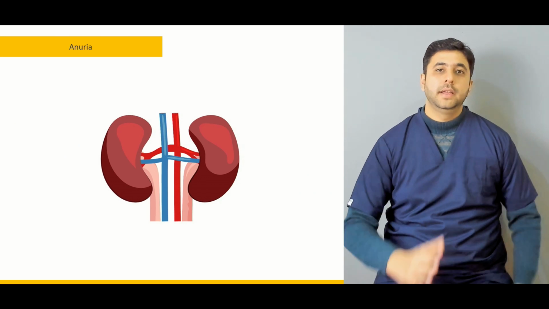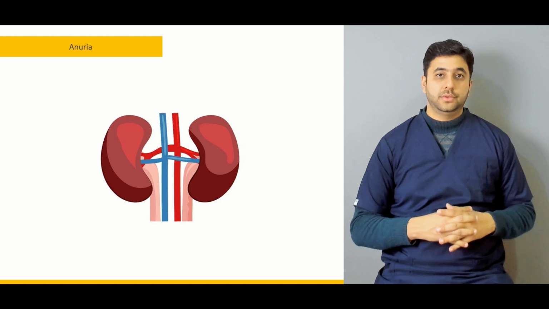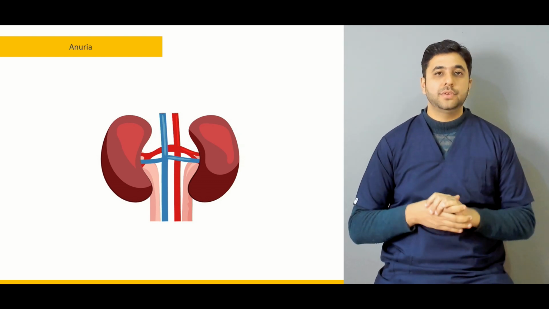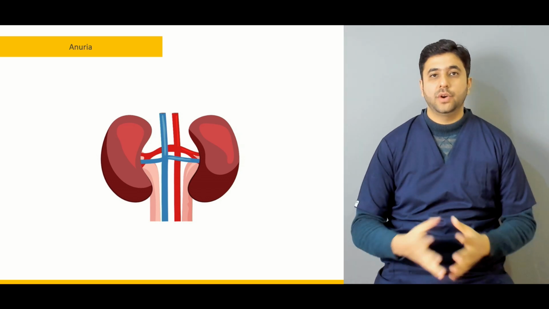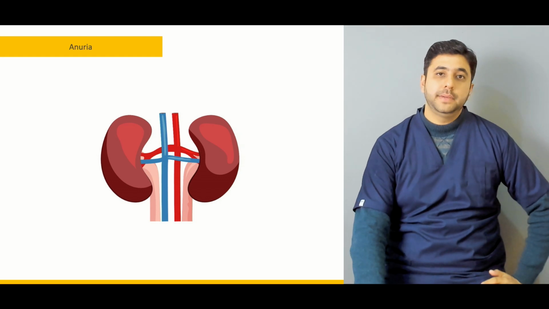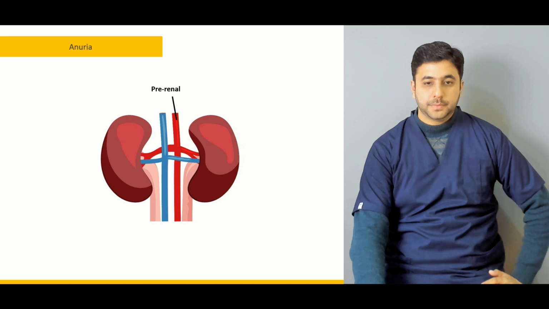Now, if you have a patient who hasn't passed urine for the last 24 hours, then that patient is defined as anuria, absence of urine production in the last 24 hours. And this can become a medical emergency. The kidneys can get damaged permanently in this patient. Let's briefly look at what can be the causes.